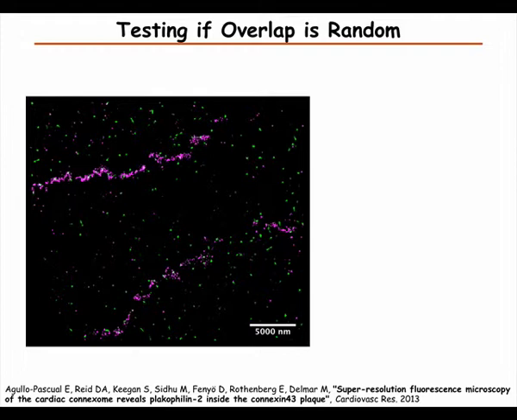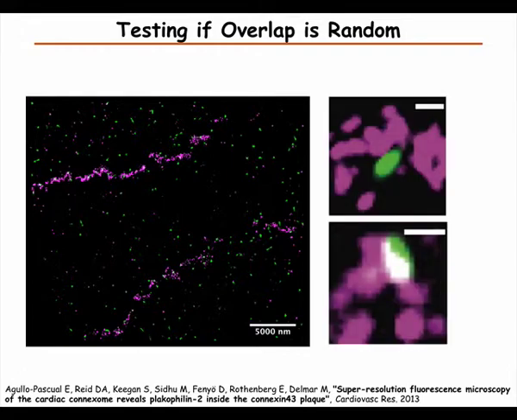So then another thing, when we see these images and we measure different overlaps, we always want to know, are these two particles just overlapping at random, or is there some real structure there? So it's not always obvious. I mean, we see a lot of particles. Sometimes they overlap, sometimes they're close to each other. So one way to approach this is to do simulations.